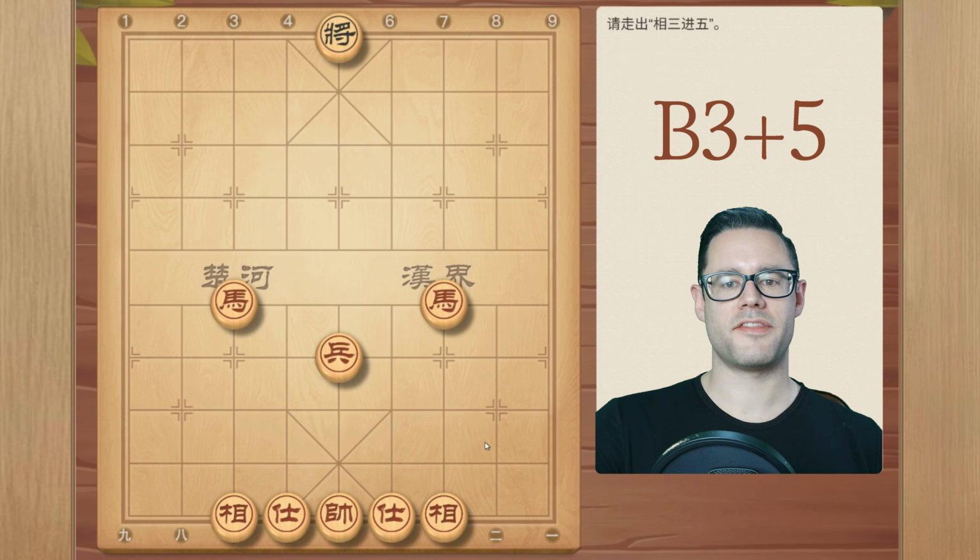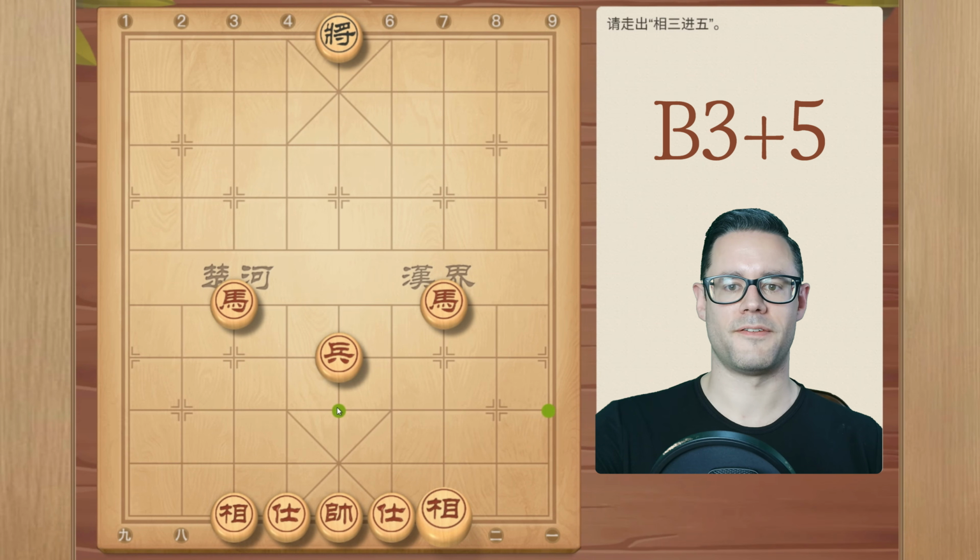Now let's try b3 plus 5. Remember, b is for the elephants, they're kind of like bishops. We've got 2 elephants here. The elephant on file 3, 1, 2, 3, advances forward plus to file 5. So 1, 2, 3, 4, 5. So advances forward to file 5.